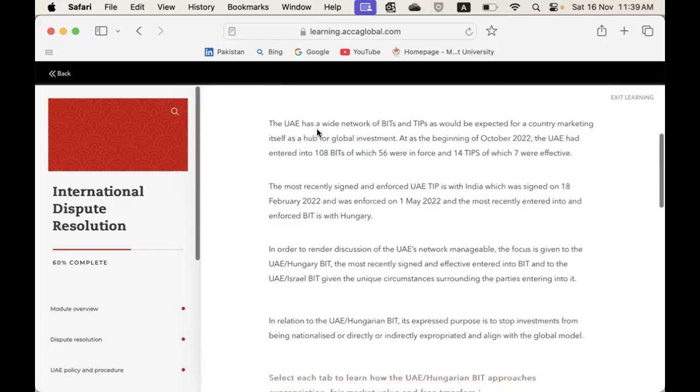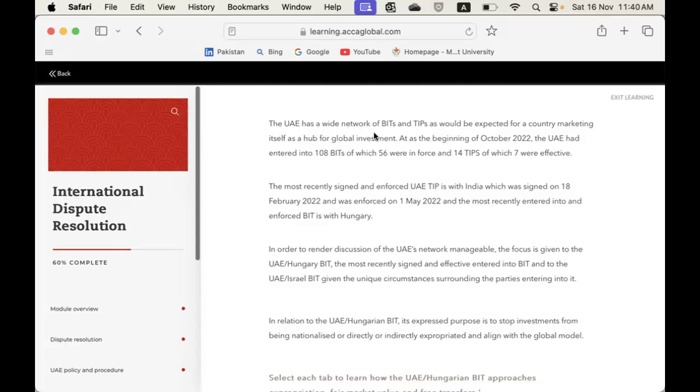The UAE has a wide network of BITs. By the way, let me clarify one point to you. As far as I have seen, in all of the 6 GCC countries, there is no windfall taxation. So any investor coming into these countries can enjoy as much profit as they want to. But let's look at it from the other side of the table. What happens if a UAE investor is making investments abroad?